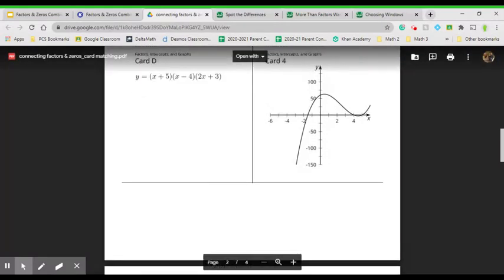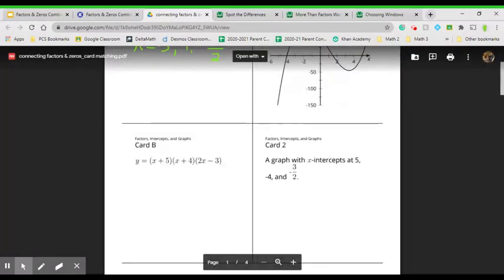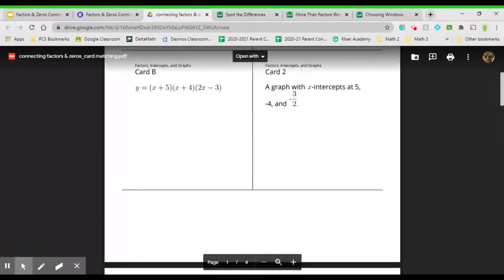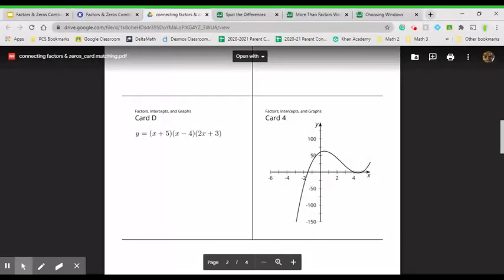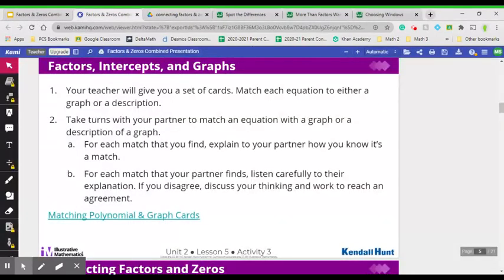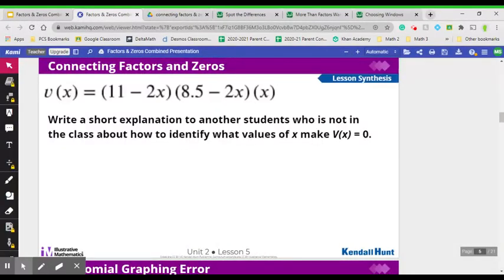So like this one, 4, 5, and negative 3 halves would match this right here. So card A ends up matching card 4. But this is something you can explore on your own with what I will post in Google Classroom for you guys. And we can move to our next slide now.